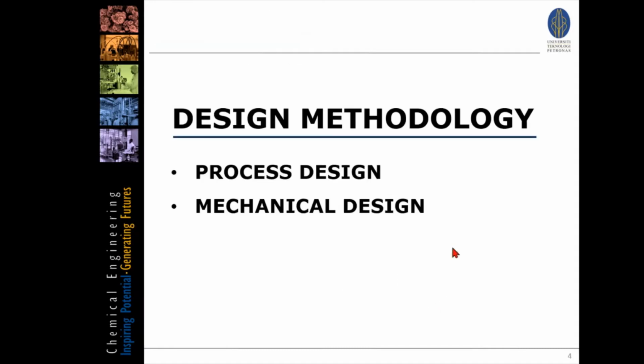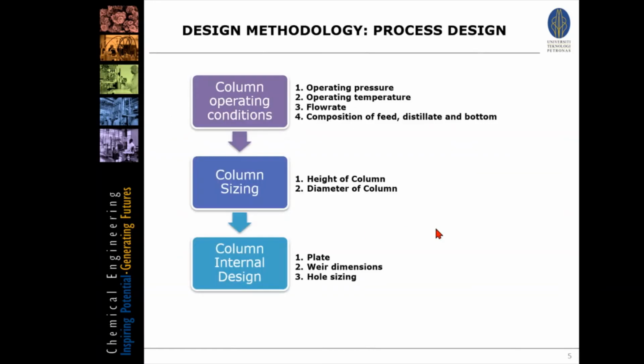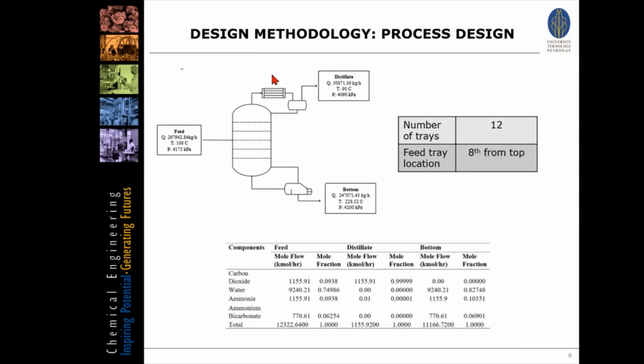I will now proceed with the design methodology, where it is split into two parts, the process design and the mechanical design. For the process design, it will then be further split into three main parts, which are the column operating conditions, the column sizing, and finally the column internal diameter. First up is the column operating conditions. Here we can see the properties of the feed stream, distillate, and bottom. The number of trays is 12, and the feed tray is located at the 8th tray from the top. The components of the streams are also displayed in this table here.